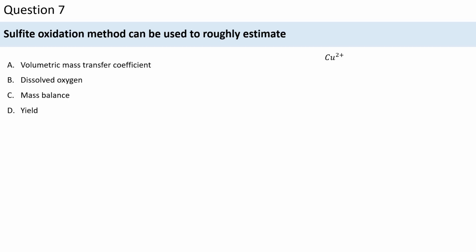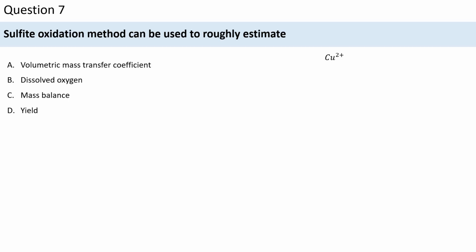Question number 7. Sulfide oxidation method can be used to roughly estimate: option A, volumetric mass transfer coefficient; option B, dissolved oxygen concentration; option C, mass balance; and option D, yield. Okay.